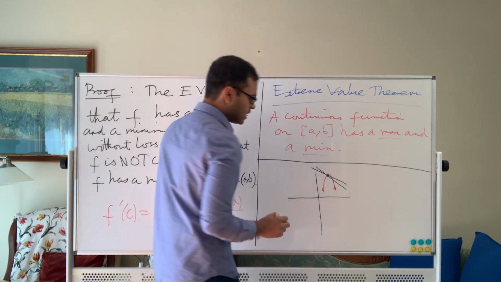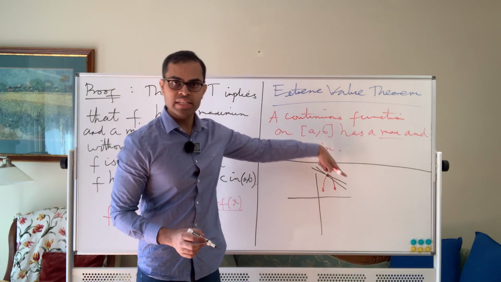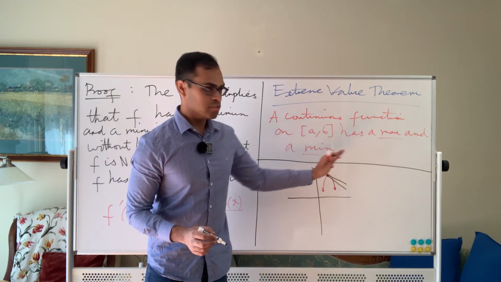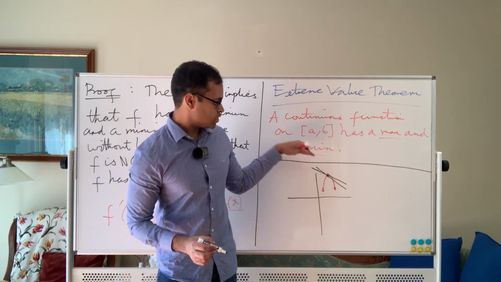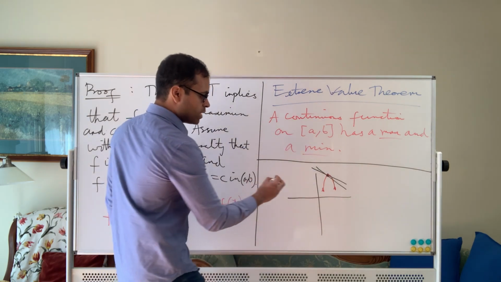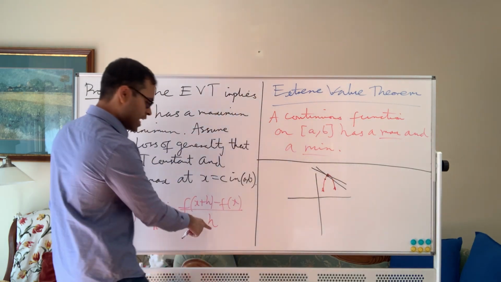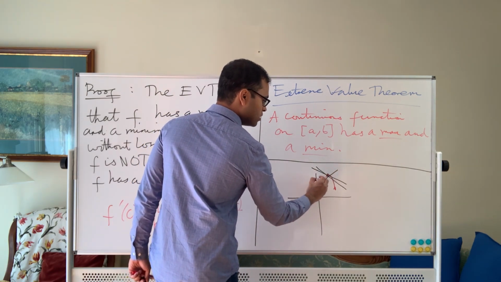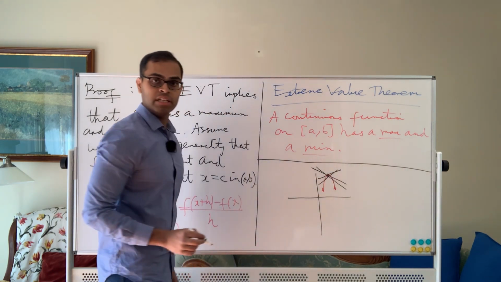Now, you can see that the slopes of the secant lines are going to be downward as we go through points that are beyond c, so greater than c, the slopes are downward. But if we take points that are less than c, so if h is negative, then the slopes of the secant lines are going to be upward. You can kind of see that picture.